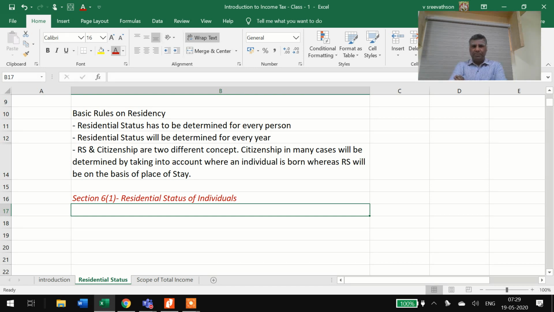Section 6, subsection 1, residential status of individuals. For all of us in the classroom, please understand, there are two conditions that are going to be tested for determining the RS of individuals.